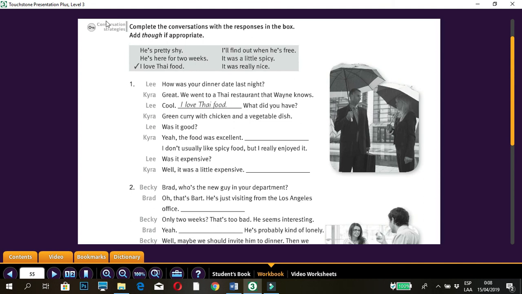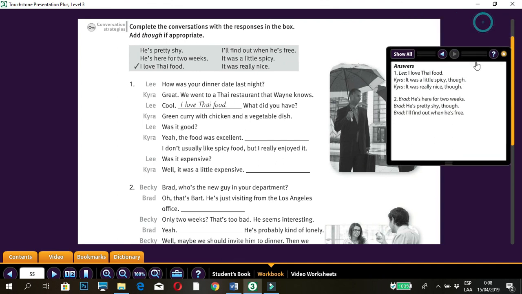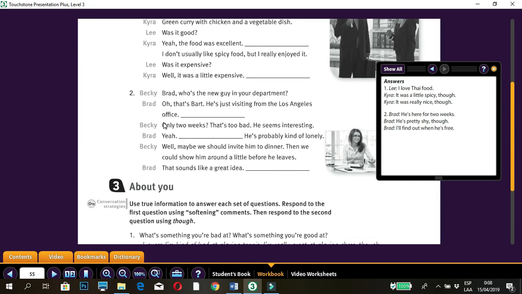So here we have the correct answers for part 2. That would be, let's take a look at it. He's just visiting from Los Angeles office. He's here for 2 weeks. Okay, he's here for 2 weeks. Only 2 weeks? That's too bad. He seems interesting. Yeah, he's pretty shy though. So Becky says he seems interesting, and Brad says, yeah, but he's pretty shy. Es un poquito tímido. So we're saying the opposite.